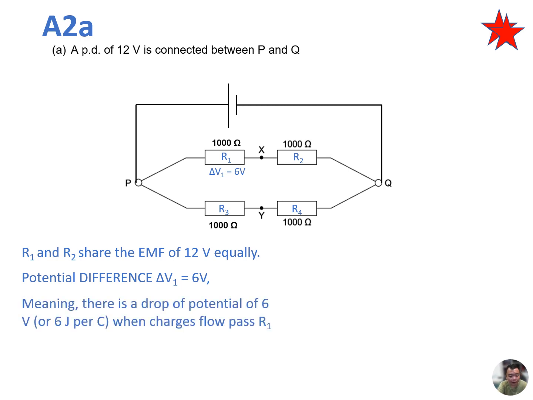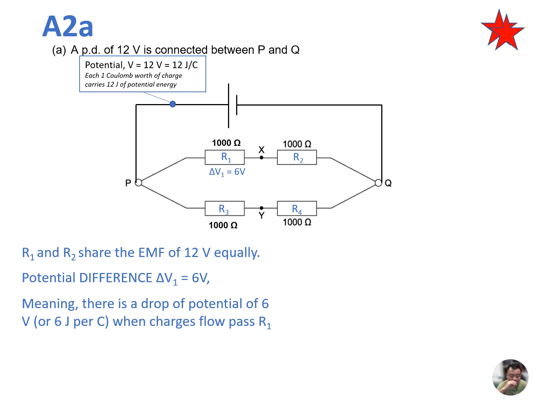Now, what does a potential difference of 6 volts mean? It means that when the charges flow past R1, the potential decreases by 6 volts. For every 1 coulomb worth of charges that flow past R1, 6 joules of potential energy will be given to R1 for it to operate. That's the meaning of potential difference.